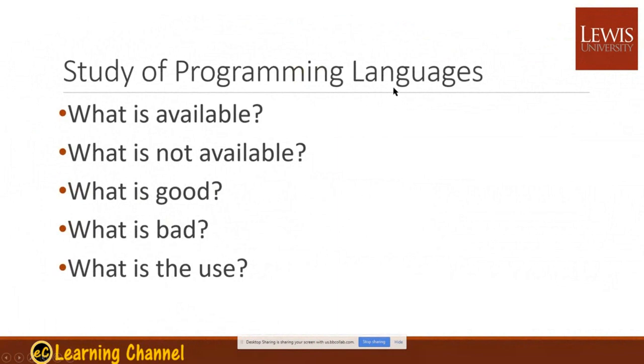So the study of programming languages is basically trying to give you the answer to the following topics: what is available in a language, what is not available in a language, what is good about a programming language, what is bad about a language, and what is the real use for a language. Trying to answer these different questions, so when you pick a language, you know which one you should pick.